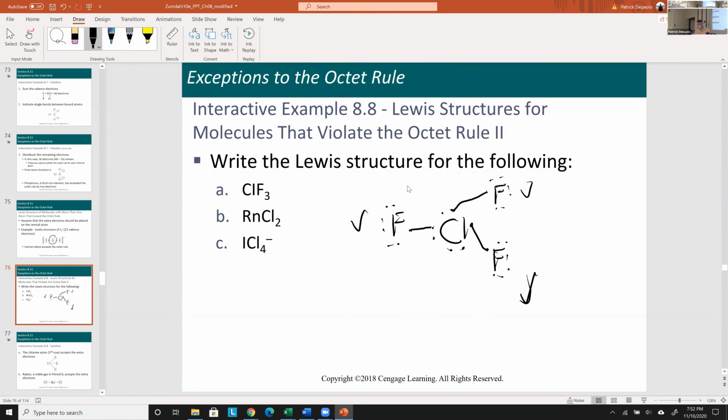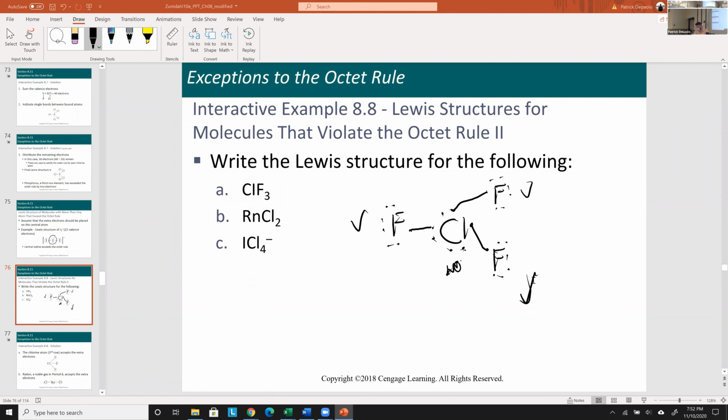So in this case, all of our fluorines are good. And our chlorine is not good. So our chlorine has 2, 4, 6, 8, 10. So it's 10 electrons. Each fluorine has 8. So that's good for that. Okay, so that's what ClF3 looks like. So question.